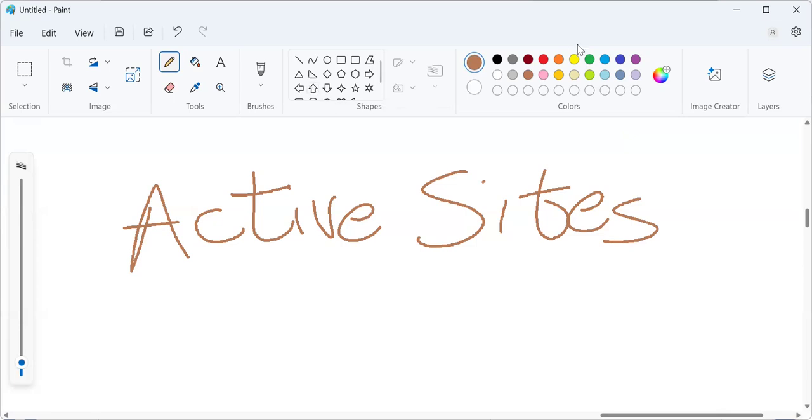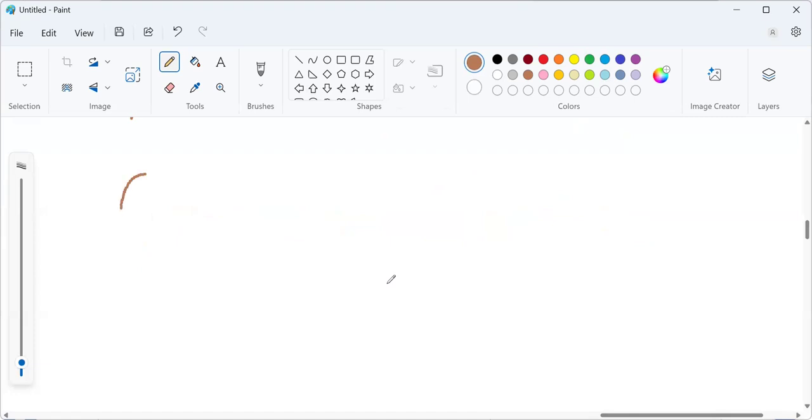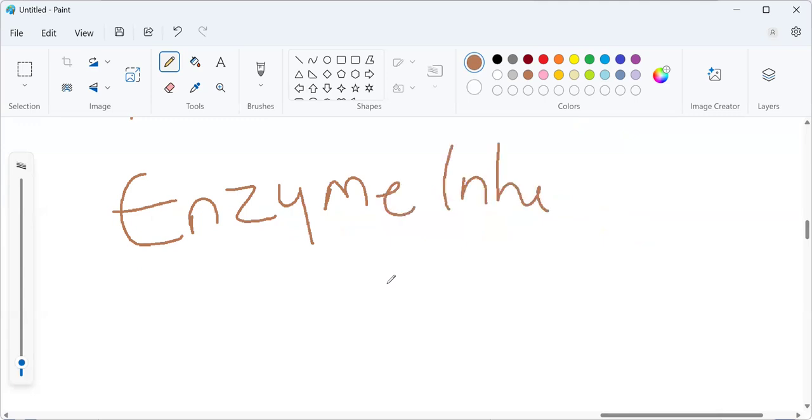So let's finally talk about enzyme inhibition. Enzyme inhibitors are defined as substances that bind to enzymes and bring about a decrease in the catalytic activity of that enzyme. The inhibitor may be organic or inorganic. We have three broad categories: reversible inhibition, irreversible inhibition, and allosteric inhibition.